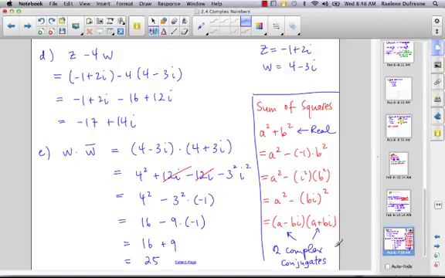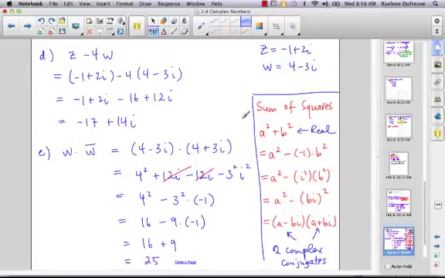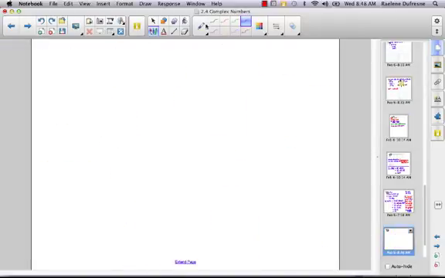All right, let's take a look at part F, which asks for the conjugate of z divided by z. And let's do this one here. The conjugate of z divided by z is equal to the conjugate of negative 1 plus 2i divided by negative 1 plus 2i. Well, the conjugate of negative 1 plus 2i is negative 1 minus 2i.